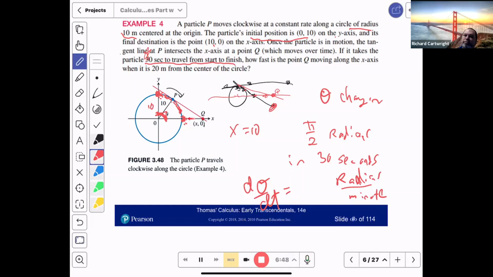So if he said that it was pi over 2 radians in 30 seconds, if I change the 30 seconds to a minute, that's the same as doubling it. Yes or no? 30 seconds to a minute would be doubling it. So this proportion, pi over 2 radians per 30 seconds, can become double the top number. Somebody, double pi over 2.